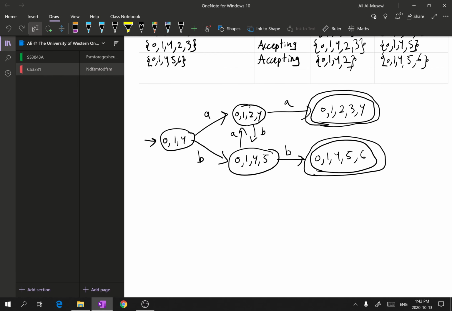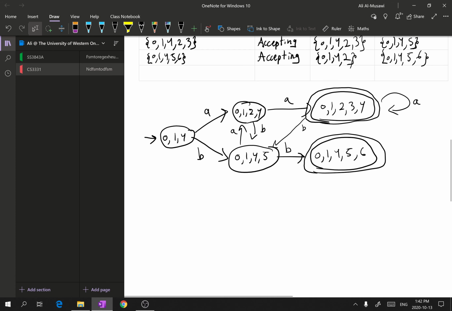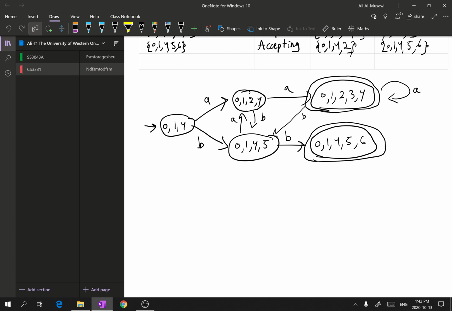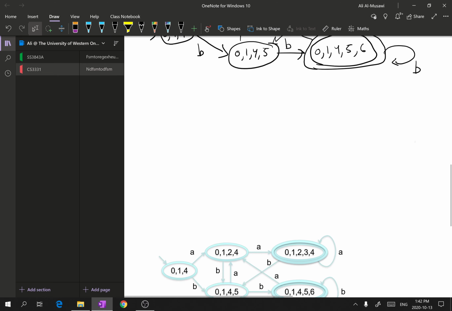Fourth row, we have 0, 1, 4, 2, 3, which is this one. On A, goes to itself. On B, goes to 0, 1, 4, 5. Okay, that's on B. All right. Next is 0, 1, 4, 5, 6. On A, goes to 0, 1, 4, 2, so the one over here. And on B, it goes to itself. And this concludes our example.